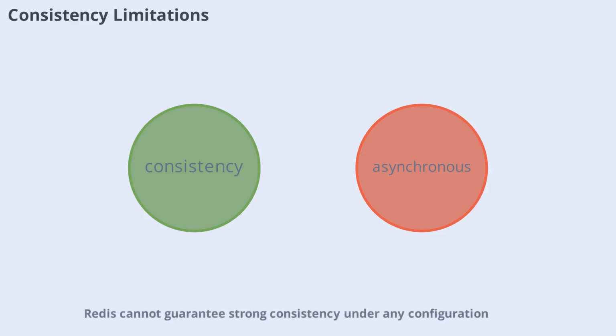Redis cannot guarantee strong consistency under any configuration. All disk writes are asynchronous, so there's always a risk of data loss if a crash occurs before data is persisted. Even with AOF, you might lose the last few operations. This is why Redis is not suitable as a primary database when transactional consistency is required. It's important to design your system with these limitations in mind.